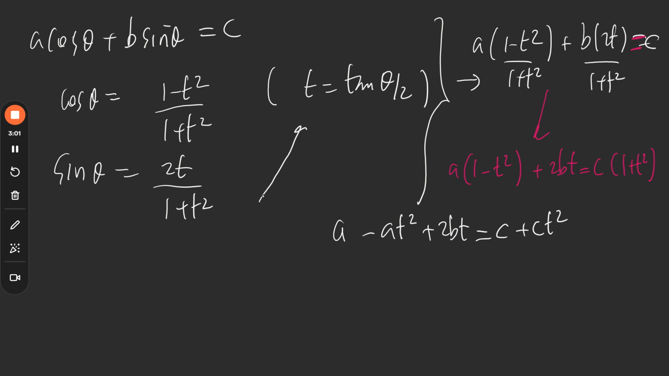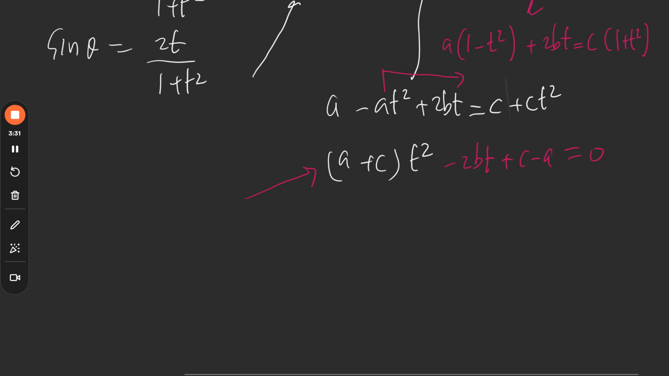Collecting like terms, I'll be having a plus c t square if I take this to the other side, and then minus 2bt plus c minus a equals 0. So this is a quadratic equation which you can use now to find the value of t, and from there you can get the required angles.